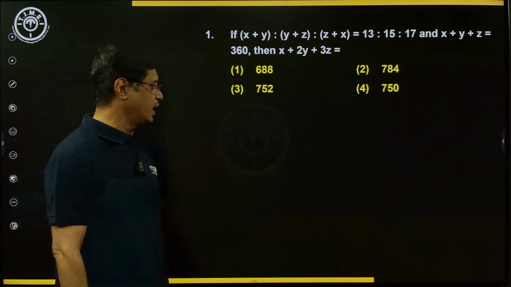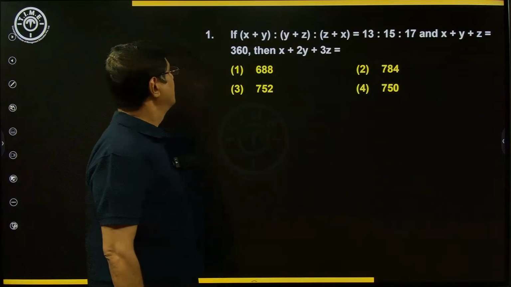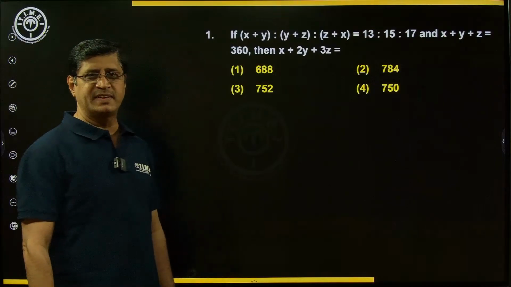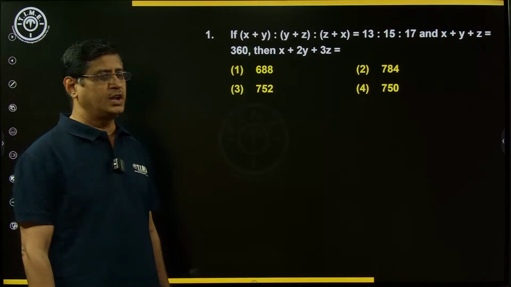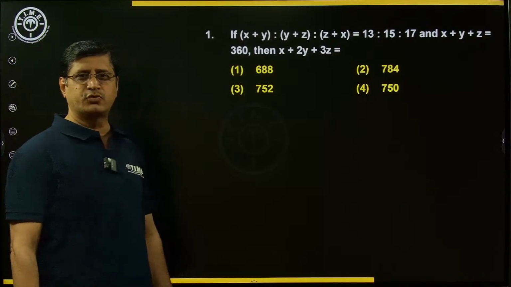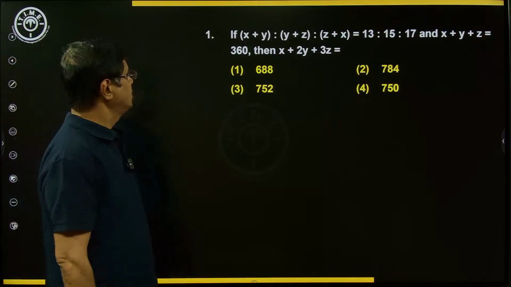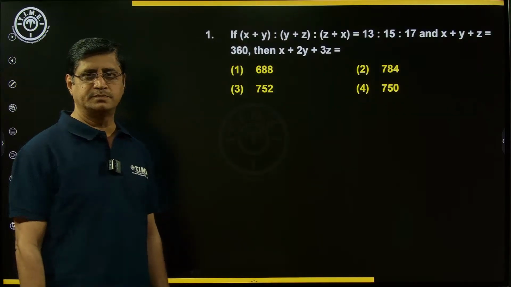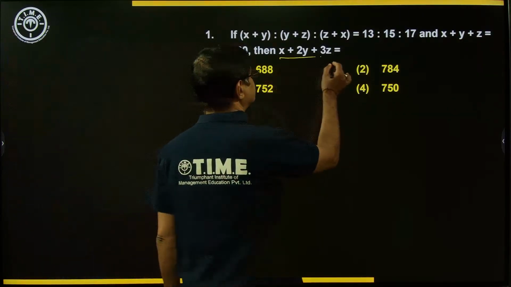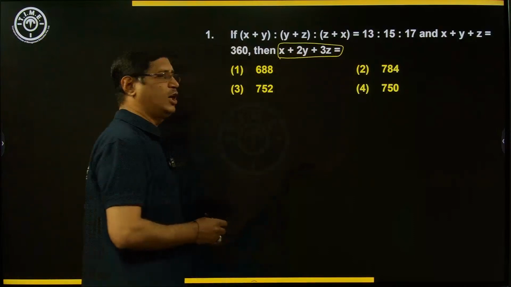Here is question number 1 on your screen. If x plus y is to y plus z is to z plus x is equal to 13 is to 15 is to 17, and x plus y plus z is equal to 360, then x plus 2y plus 3z is equal to? We need to find x plus 2y plus 3z.